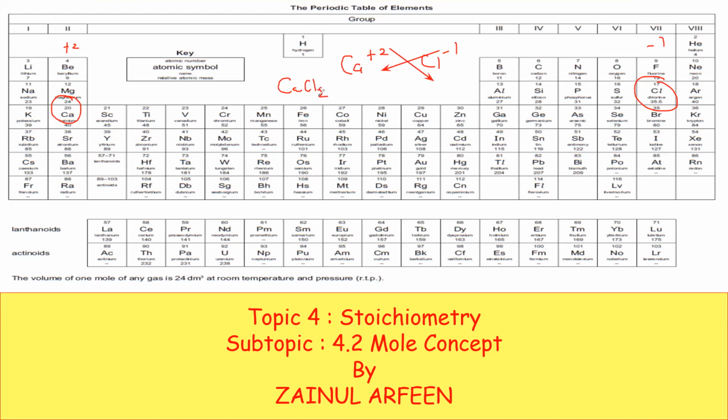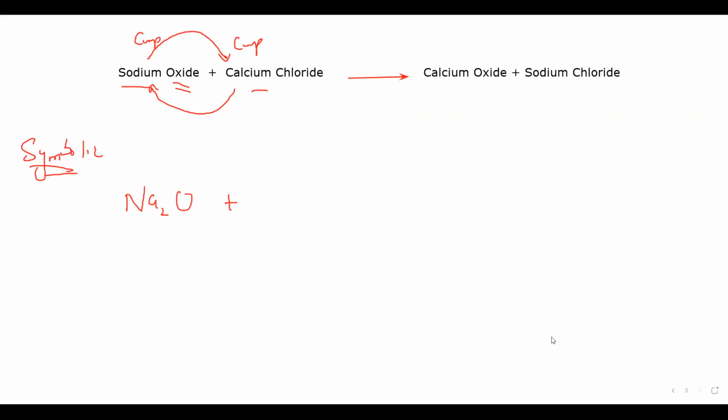So this 2 is coming because of the valency. It's not because it's a non-metal. It's because of the valency of the calcium that there is a 2 present with chlorine. So the formula for calcium chloride will be CaCl2.